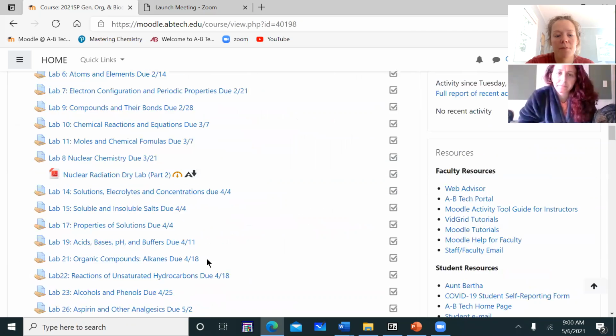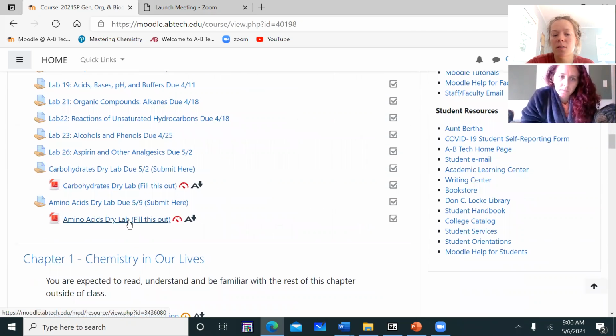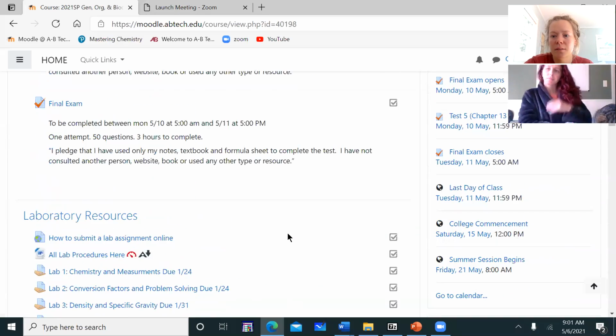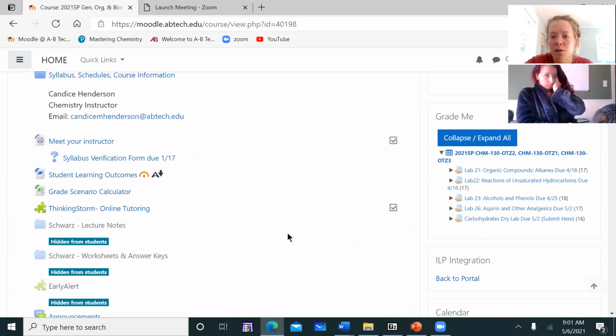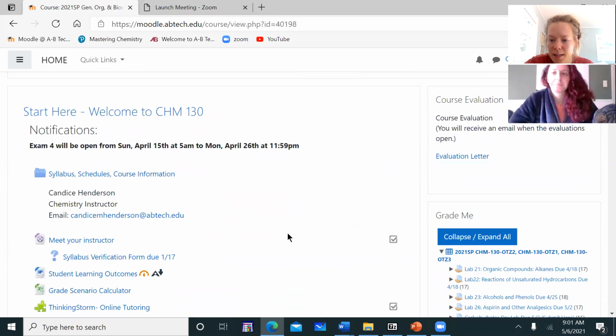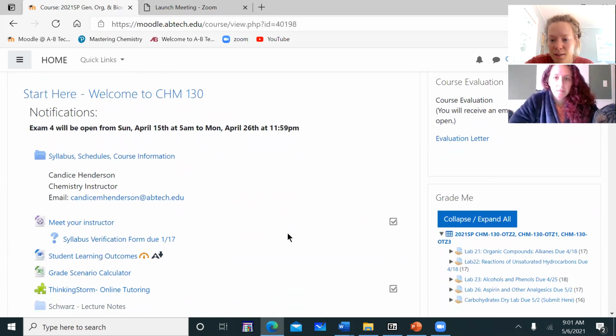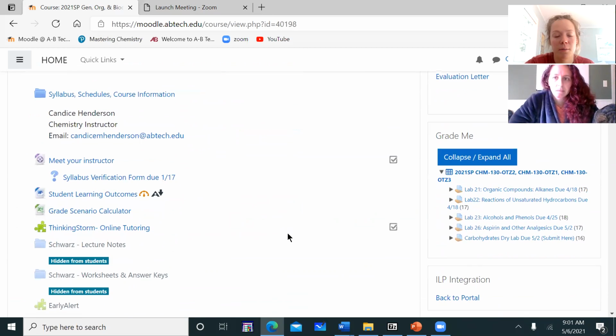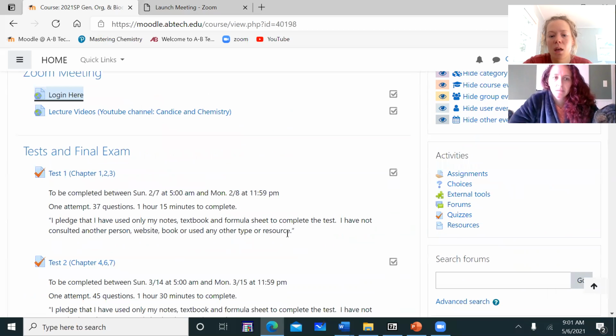There is one more lab to finish up. It's this amino acids dry lab. A lot of it is just definition based. I've got a couple labs I need to grade for y'all. I'm going to try and get to that. It will definitely happen by Sunday. They will be graded by Sunday.